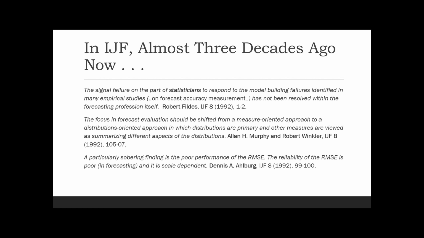2 other authors, both associate editors of the journal, and Robert Winkler was an ex-president as well, said the focus in forecast evaluation should be shifted from a measure-oriented approach to a distribution-oriented approach, in which distributions are primary and other measures are viewed as summarizing different aspects of the distributions. A third author, Dennis Alberg, who was also on the editorial board of the journal, said a particularly sobering finding is the poor performance of the root mean square error. The reliability of the root mean square error is poor in forecasting, and it is scale dependent. Most of these issues are still hotly debated among these researchers.